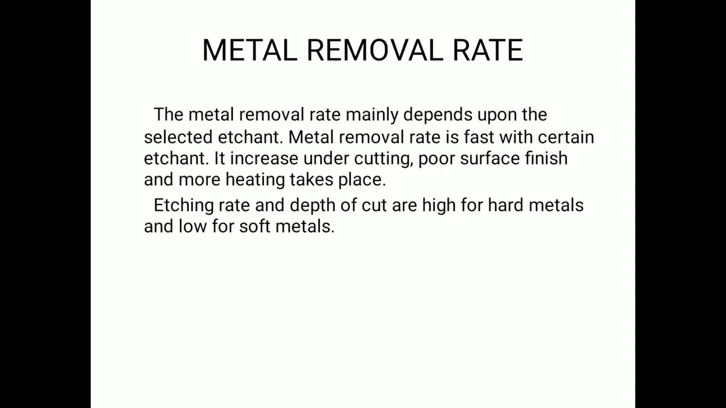Metal removal rate. In any kind of machining, metal removal rate is one of the important parameters to be considered. The metal removal rate mainly depends upon the selected agent in chemical machining. The metal removal rate is fast with certain agents. It increases undercutting, poor surface finish and more heating takes place, which is undesired. Etching rate and depth of cut are high for hard materials and low for soft materials. So these are all the things we need to understand with the chemical machining process.